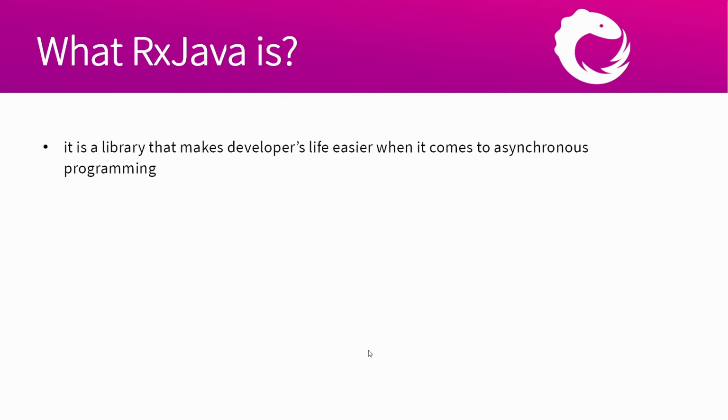It's a library that makes developers' lives easier when it comes to asynchronous programming, and it is especially useful when you need to deal with processing a lot of data at the same time. The core concepts are observable and observers. Observable is something that produces and emits the data, and it can be, for example, some data which comes from requests, or data which comes from your SQL query. And the observers are simply objects which are listening for that data.